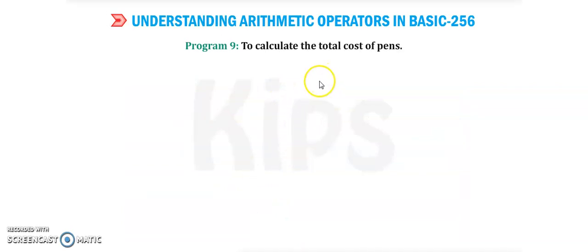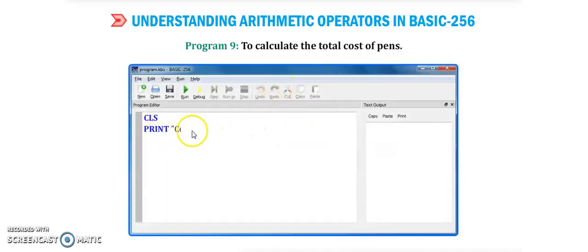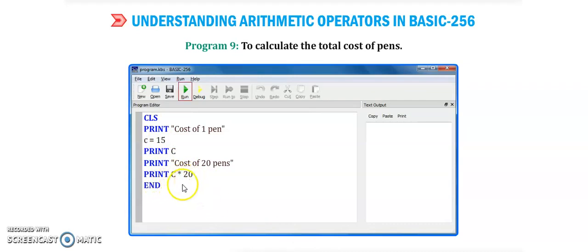To calculate the total cost of pens, if you want to calculate the total cost of pens, so print message cost of one pen is. C is the variable we have taken for this, and the value of C is 15. After that print C cost of 20 pens, C multiplied by 20, and the output will be cost of one pen is 15, then cost of 20 pens will be 300. So with this we can calculate with any operators.